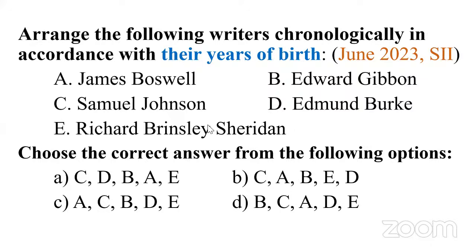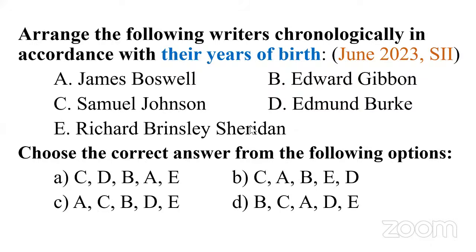First, see, there are 5 writers. Look at the options. 2 options begin with C, Samuel Johnson. And we understand all the writers belong to the age of Johnson somehow. And can anyone tell me, who wrote the biography of Samuel Johnson?